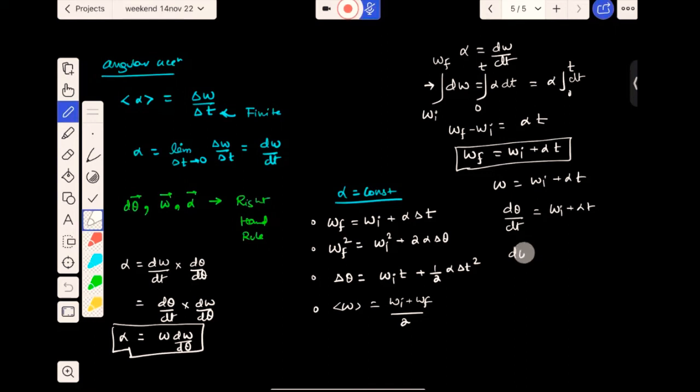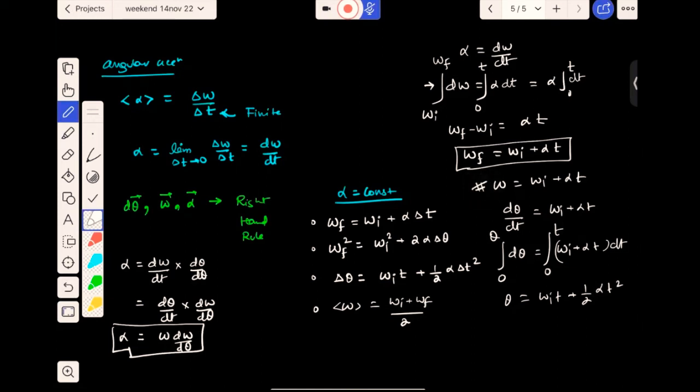Take dt to the other side, then integrate both the sides: omega initial plus alpha into t, dt, from 0 to t, and 0 to theta. So it will give us theta equals omega initial t plus half alpha t square. That is how we prove the second one.